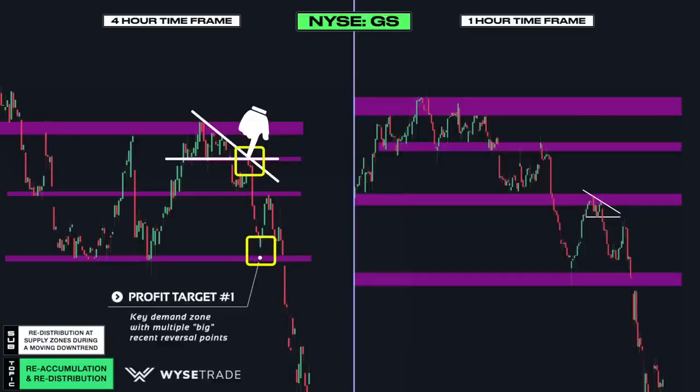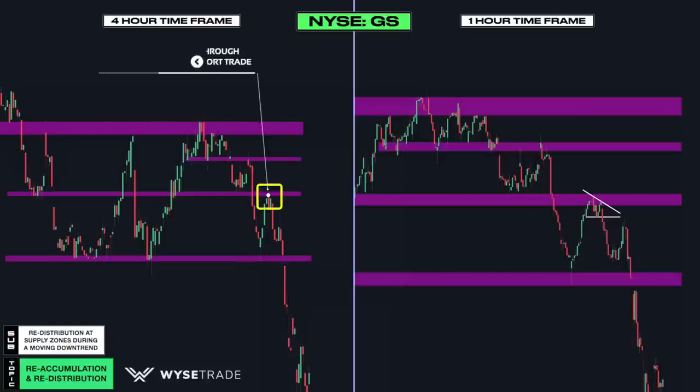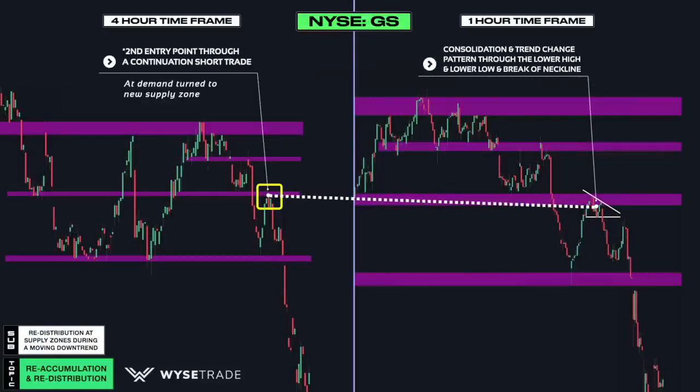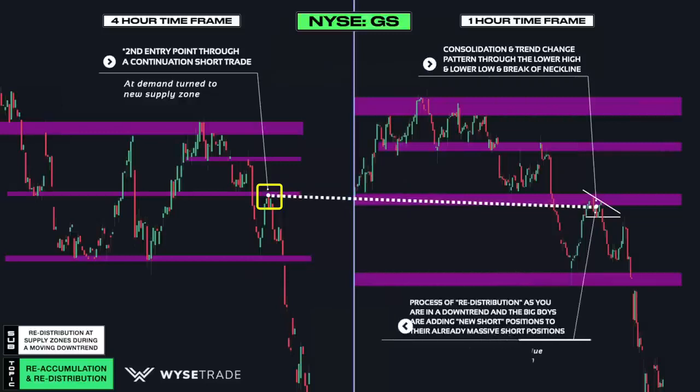Now, there was a second short continuation trade setup here at this fresh demand turned to new supply zone. Once price was approaching the zone, you were looking inside of this area on the lower 1-hour time frame on the right for trend change price action. You had consolidation and a trend change pattern through the lower high and break of the neckline and lower low. This represents the process of redistribution occurring as you are in a current moving downtrend, and the big boys are continuing to add big block orders to their already large short positions for even bigger profits.